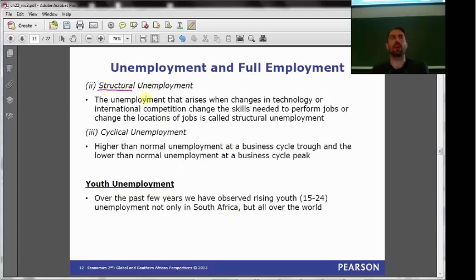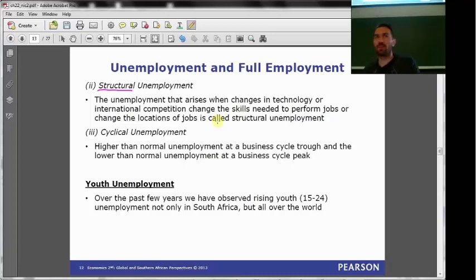What is structural unemployment? That is the unemployment that arises when changes in technology or international competition change the skills that are needed to perform jobs or change the location of jobs. Okay? In other words, if you are in a company and your company goes under because no one wants the products that your company sells, and you are specialized in making those products, when you lose your job, no one is going to want to employ you anyway because your skills are in producing something that no one wants. Right?